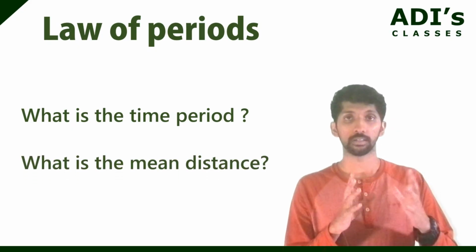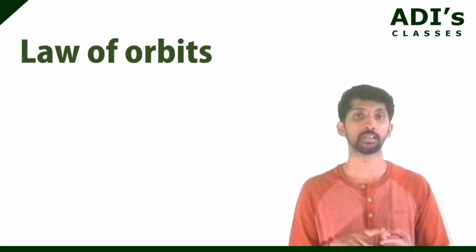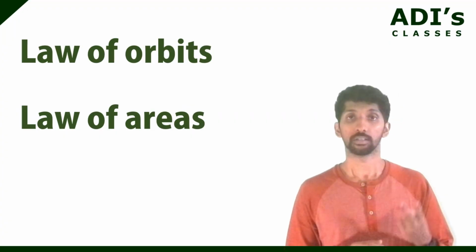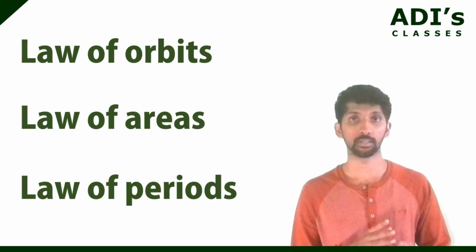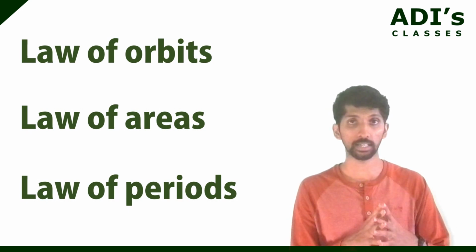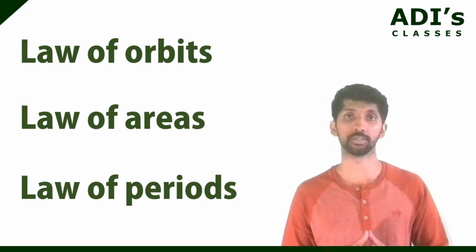So these are the three laws. The first one is the law of orbits, the one with the ellipse. The second one is the law of areas, where it sweeps equal areas in equal intervals. The third one is the law of periods, where T square is proportional to R cube. These three are Kepler's three laws of planetary motion.